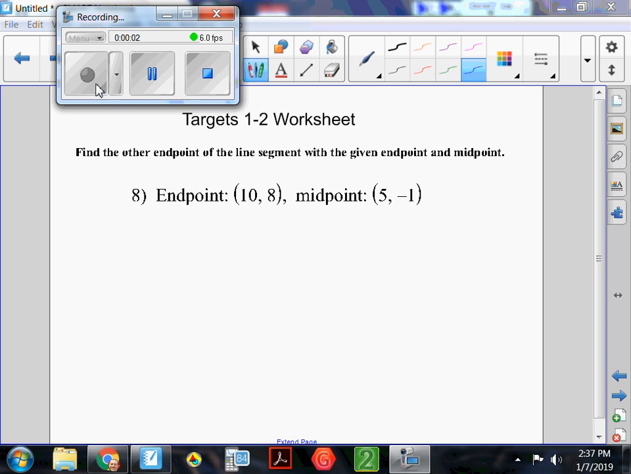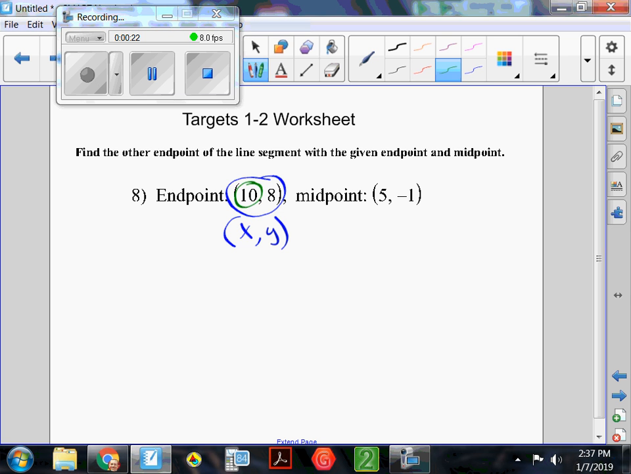This is Unit 7, Targets 1 and 2, worksheet number 8. So this corresponds with Target 2, using the midpoint to find another endpoint. I have one endpoint given, (10, 8), and I'm going to have another endpoint, (x, y). Then I'm going to use my midpoint formula with the midpoint to find the values I need.